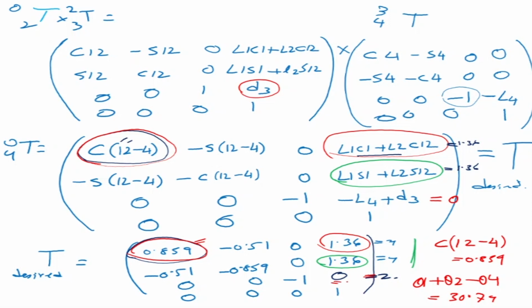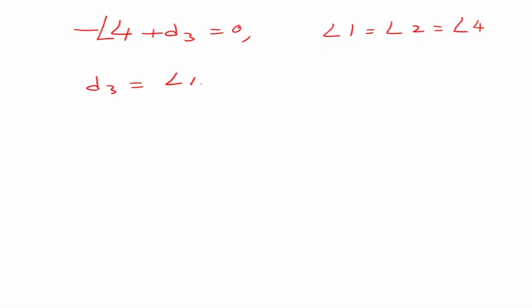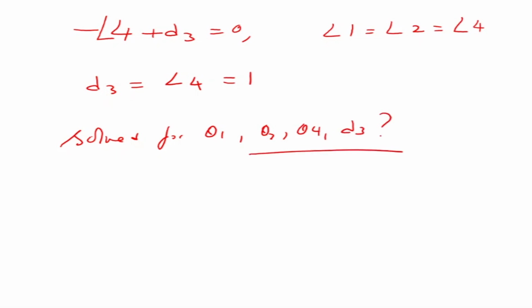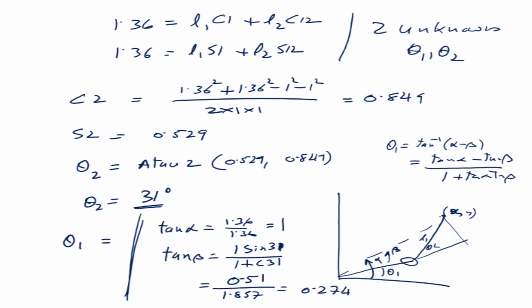So here I've taken it to be 0, I did not change it. So I equate this to be equal to 0. I equate the term minus L4 plus D3 is equal to 0, and we have assumed L1 is equal to L2 is equal to L4. It's an assumption I'm making. The link lengths are already known from before. So D3 is equal to L4, which is equal to 1. So I have solved for theta 1, theta 2, theta 4, and D3.